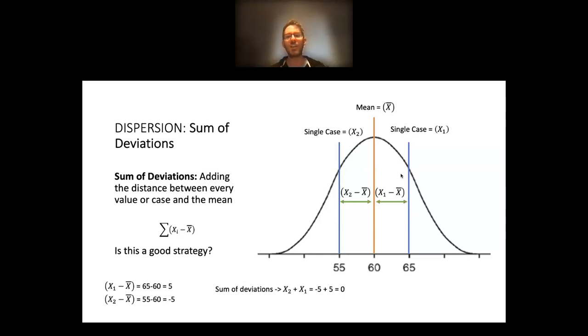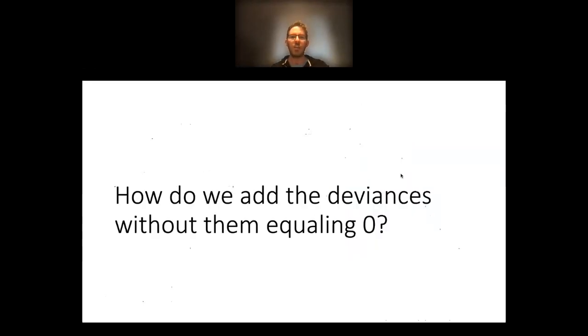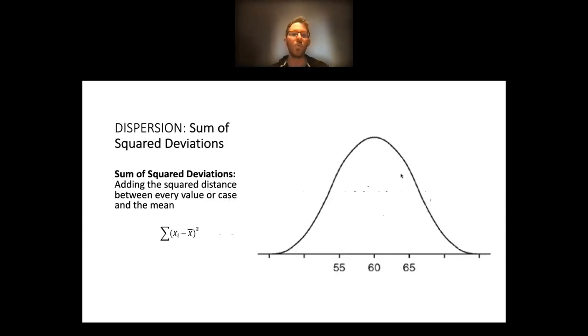So we need to find a way to measure the dispersion that doesn't just equal 0. So how do we add the deviances without them equaling 0? There are a couple of ways, but the best way for statistics is squaring every value. If you're familiar with algebra, when you square a negative number, it always makes it positive, because when you multiply two negative numbers, you get a positive. So negative 5 squared is negative 5 times negative 5, which equals positive 25.